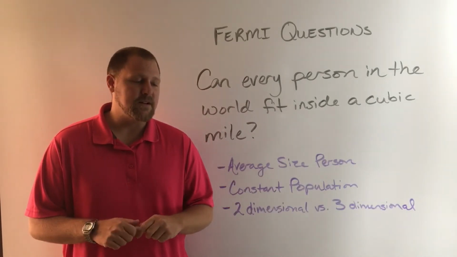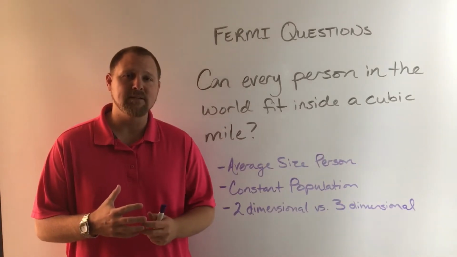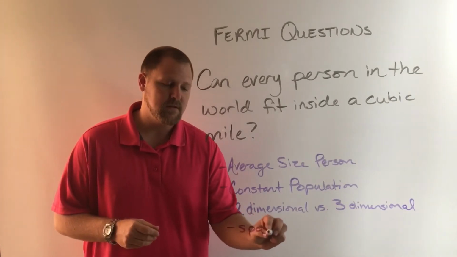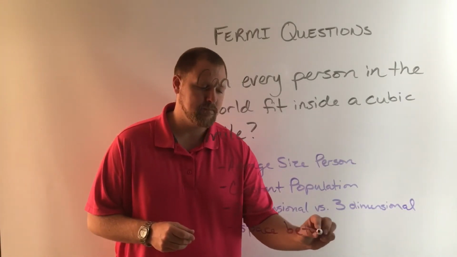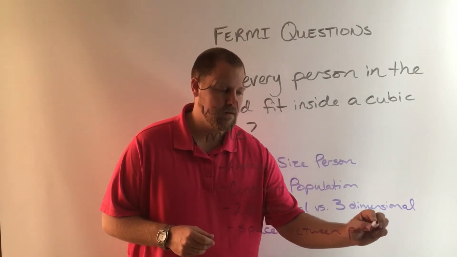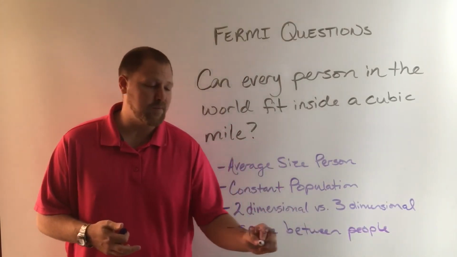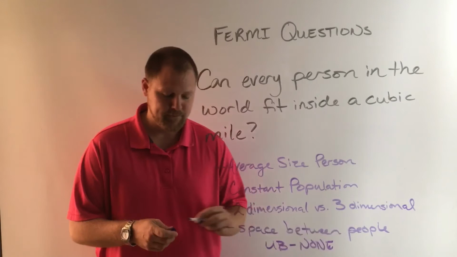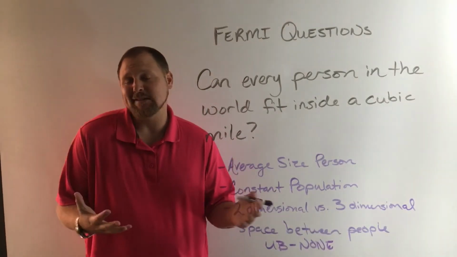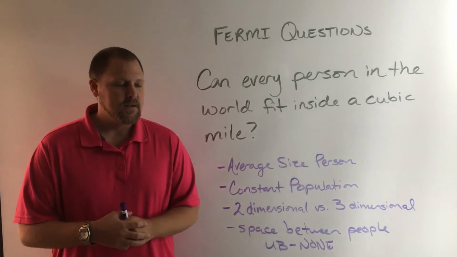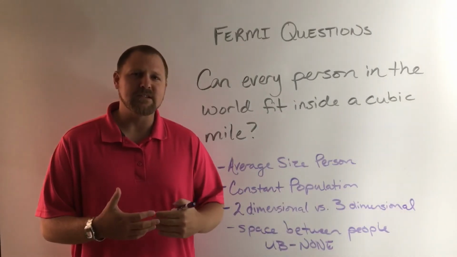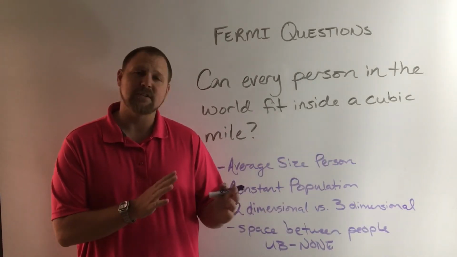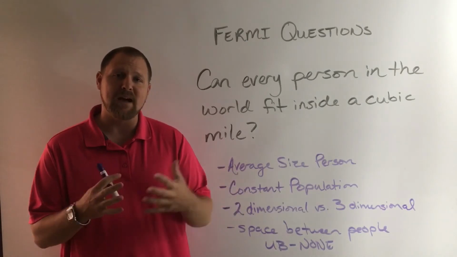Other things is trying to figure out an upper bound and a lower bound. Whenever you figure out those upper bounds and lower bounds, it talks about space between people. For an upper bound, the space between people would be none. No space between anybody. For a lower bound, you might have, let's call it, a maximum amount of space between people. There's several different things that you can take into account for the assumptions and the mathematics behind it.